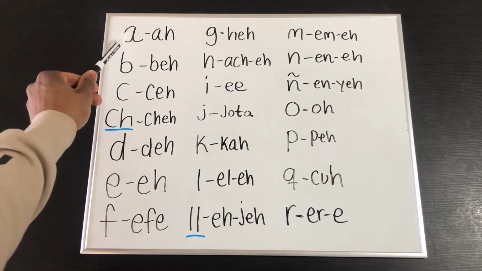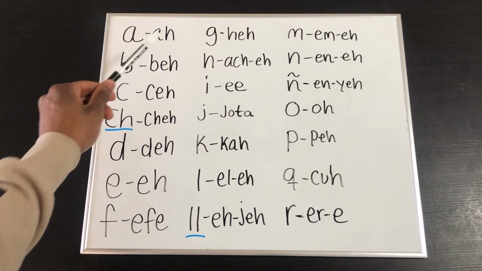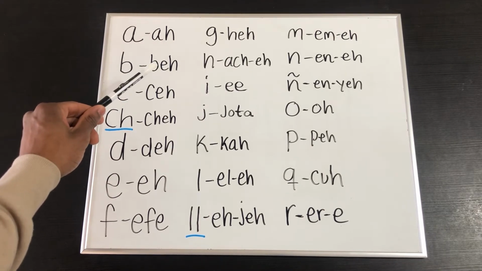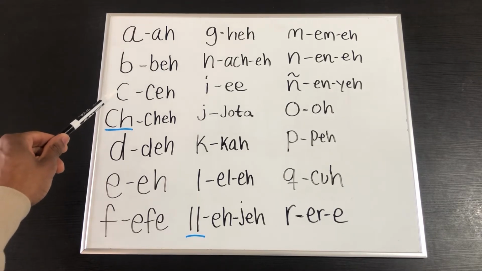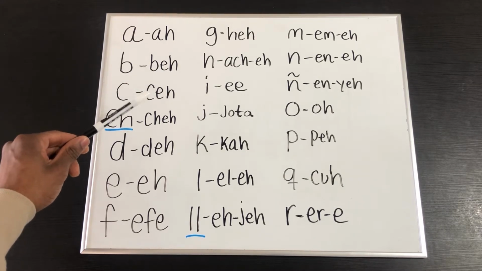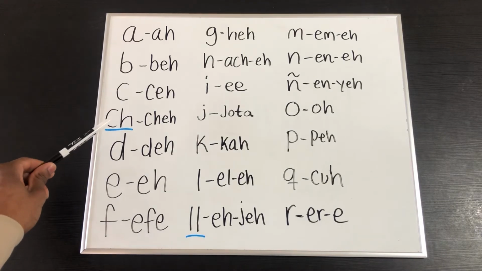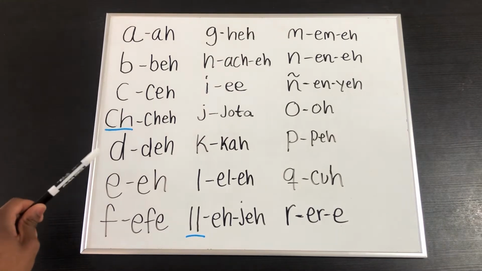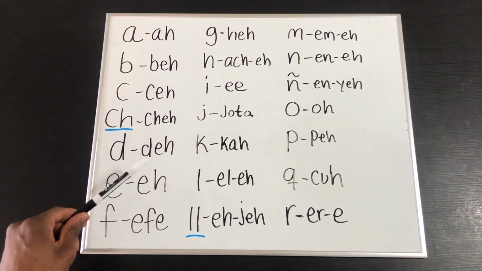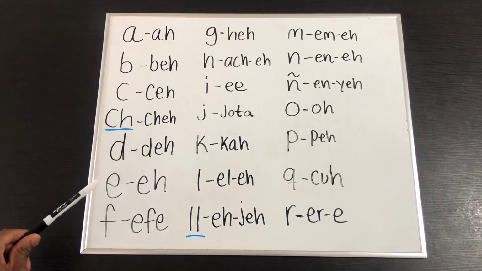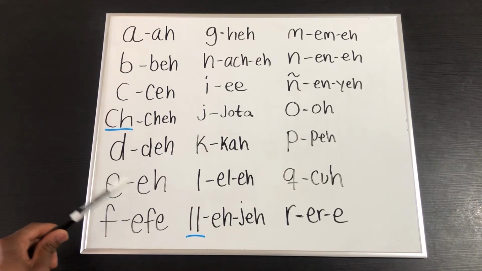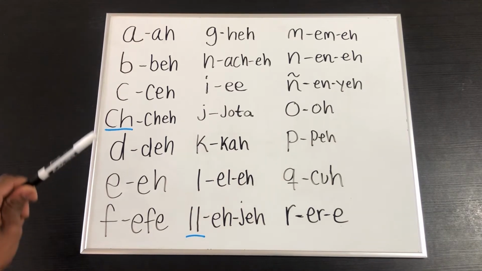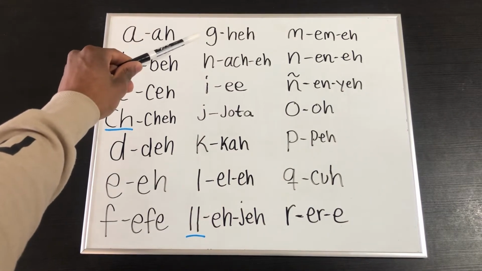So for A, we have A. B is be, be. C is say. And then CH here makes the sound che. D is de. E is e. F is efe. G is ge.